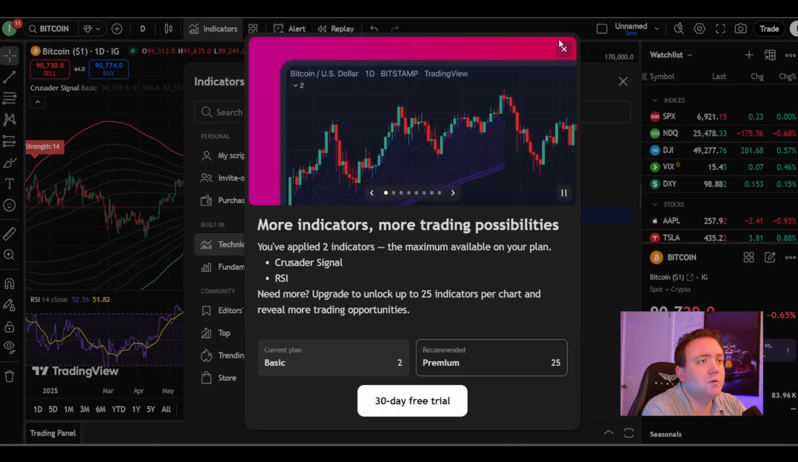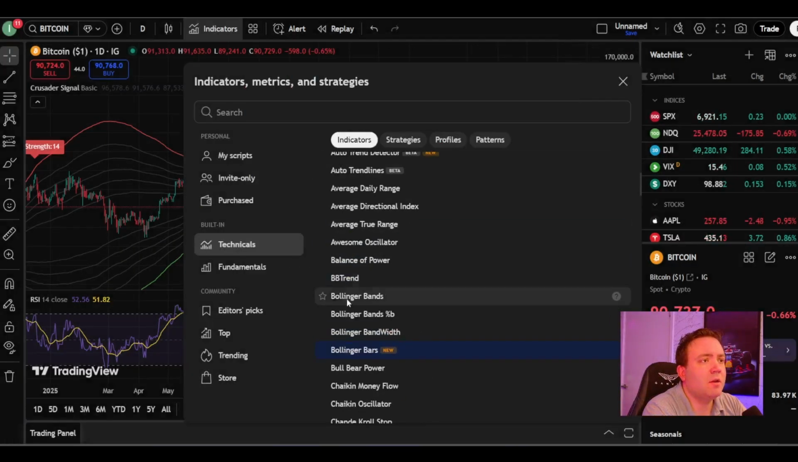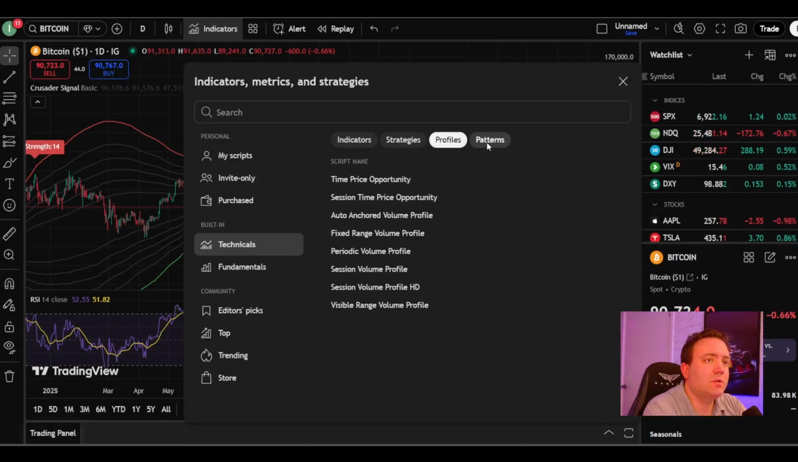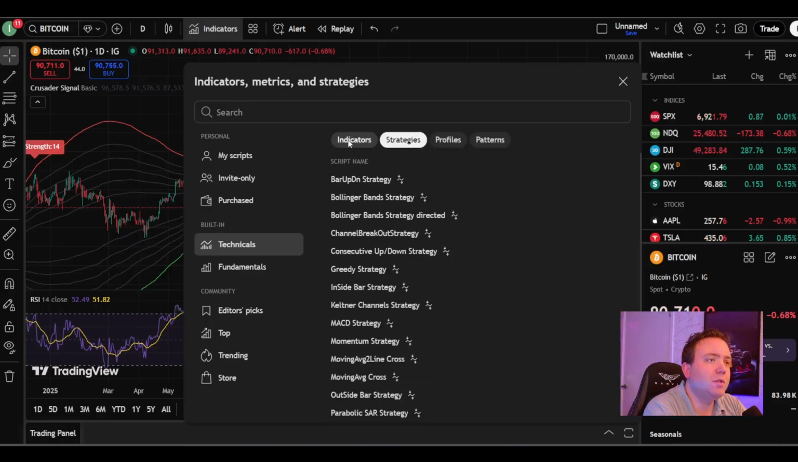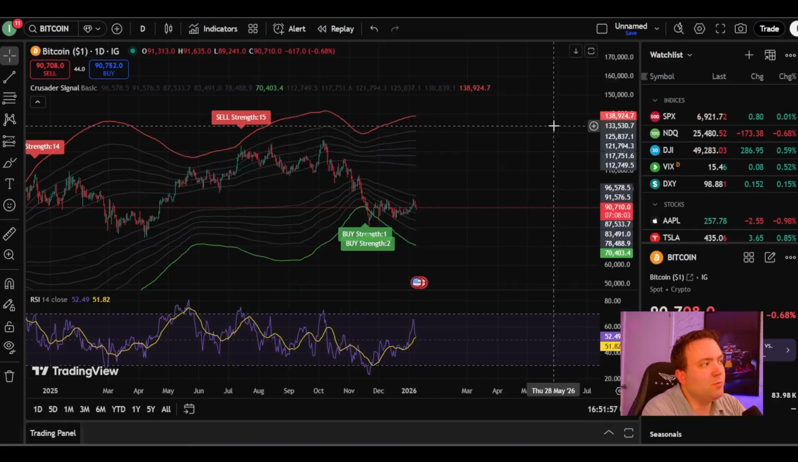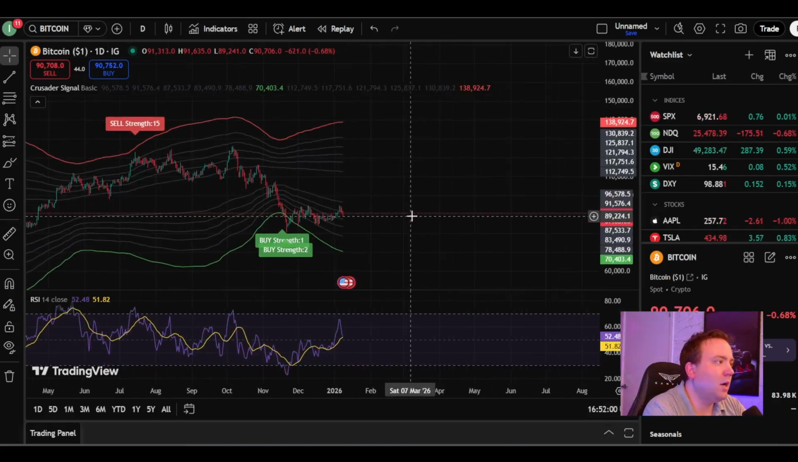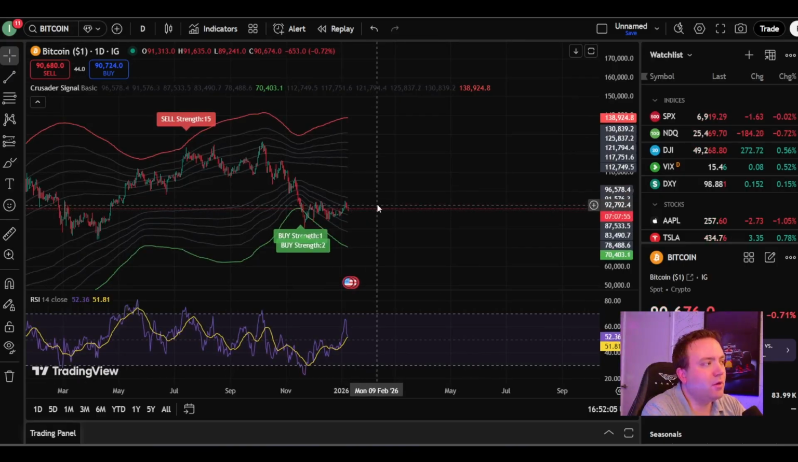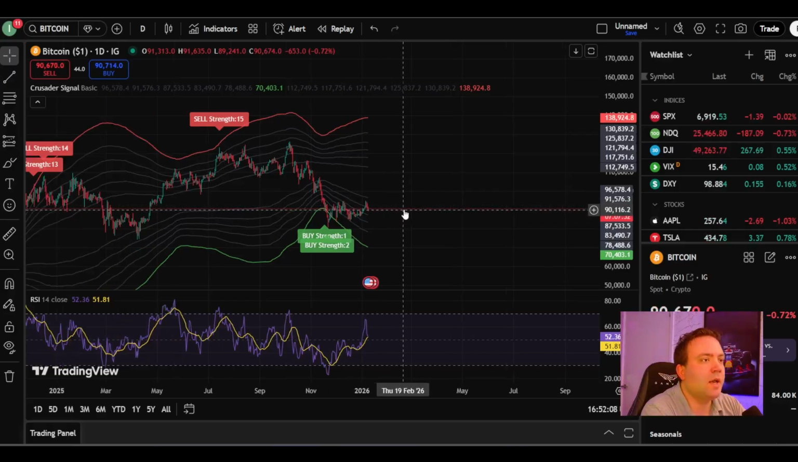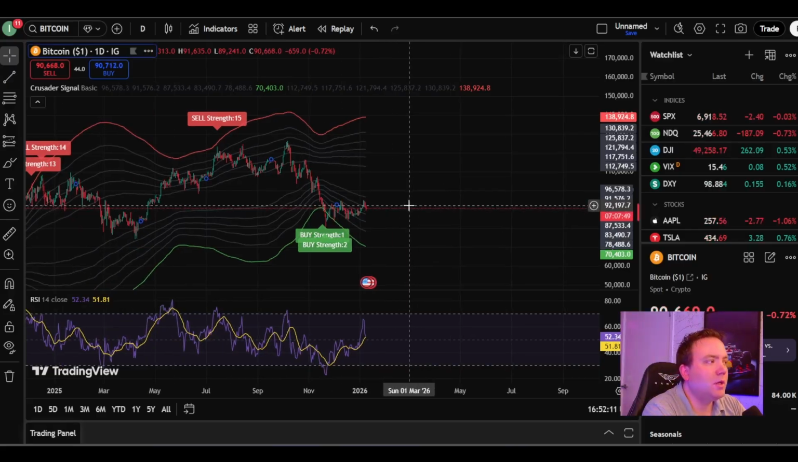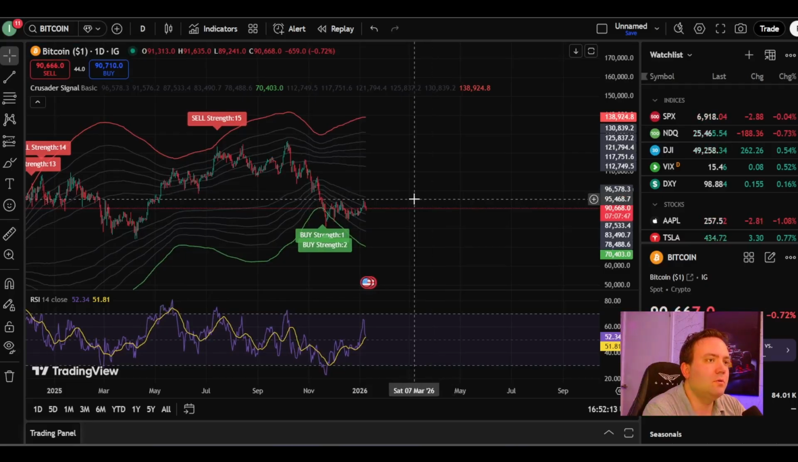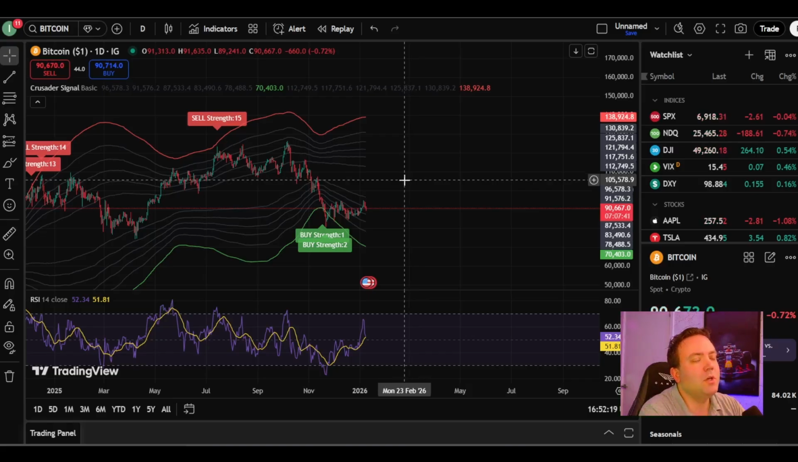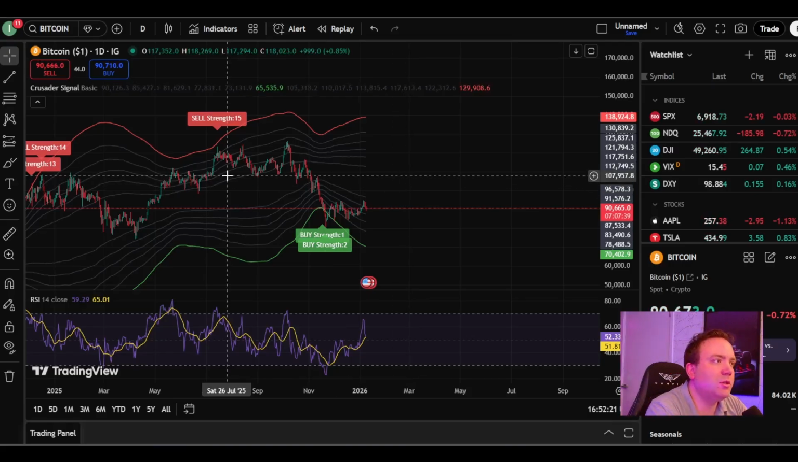So I'm on the free plan, so I cannot activate a lot more. But there's indicators, strategies, profiles, patterns. You can put this all on your chart, and it can help you find your trade setup. Like I said, you need to watch a lot of YouTube, a lot of videos, a lot of courses to find out exactly which works for you. Do not be tempted immediately to buy a bunch of different indicators or use 20 indicators at the same time, because eventually your chart will be cluttered and you will not know what to do anymore.